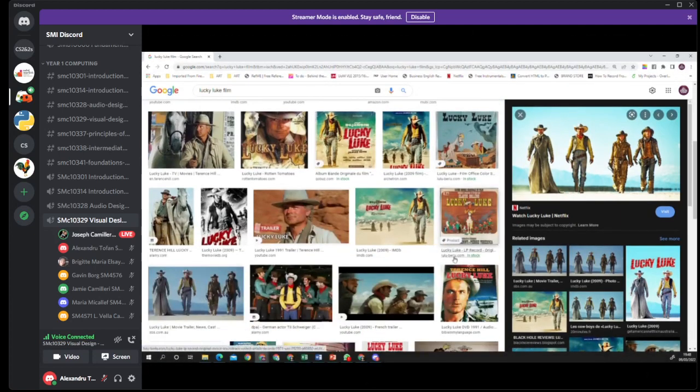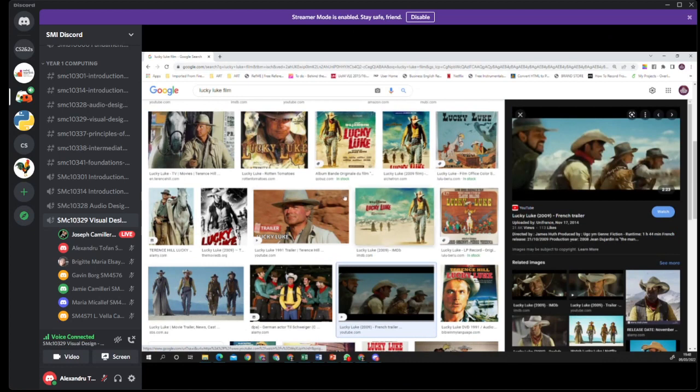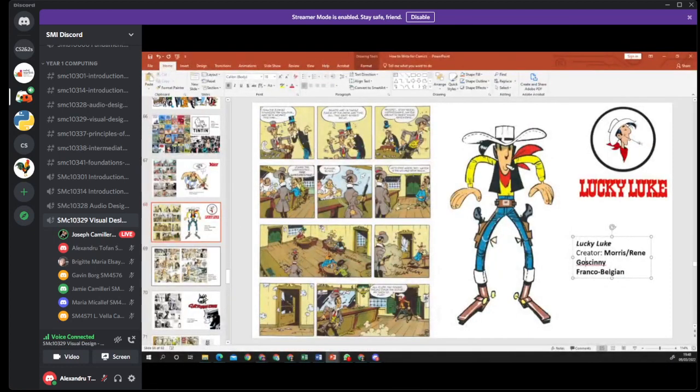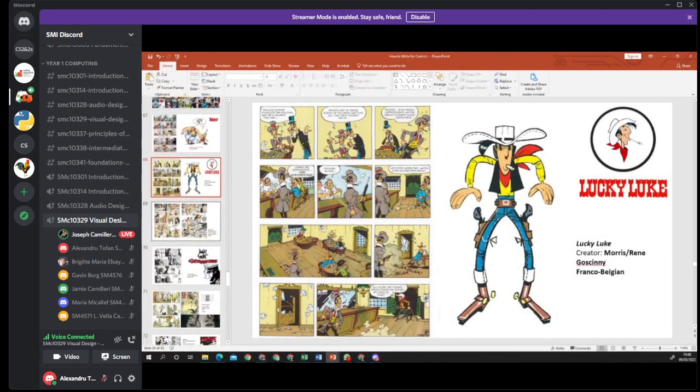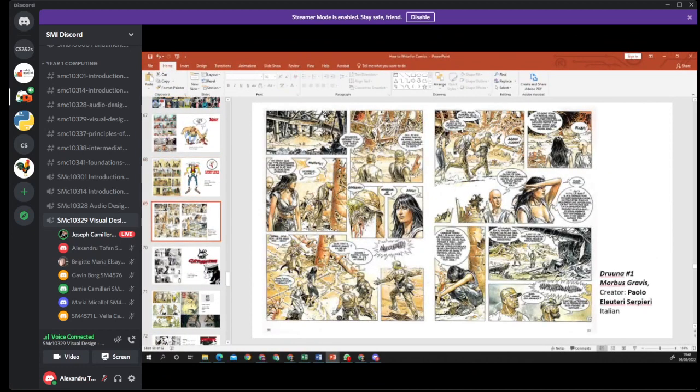And you can see the popularity. Obviously, these are the Dalton brothers over here. You can see the popularity of it because it has been re-rendered using transmedia so many different times. Here we have Druna by Eleutherius Sapir, which I mentioned before.